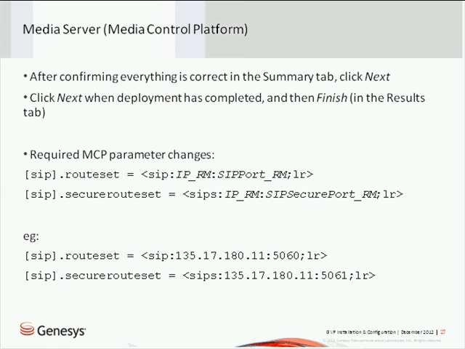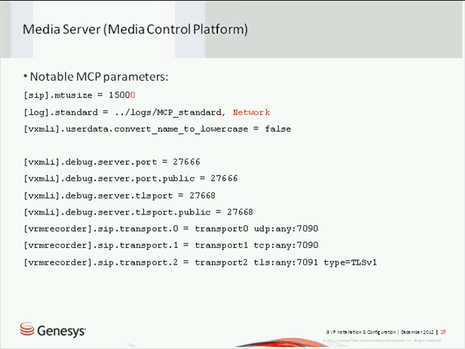Once the deployment's actually finished, there are some changes you should be setting. The route set parameters are basically what the MCP uses to send outbound calls to a resource manager. So this tells it where to go. In this case, my resource manager is on .11, so that's the parameters I filled in here.